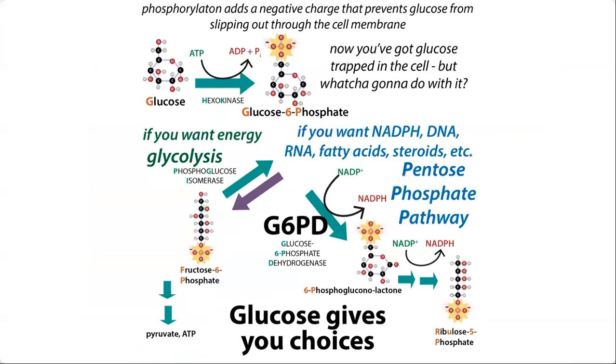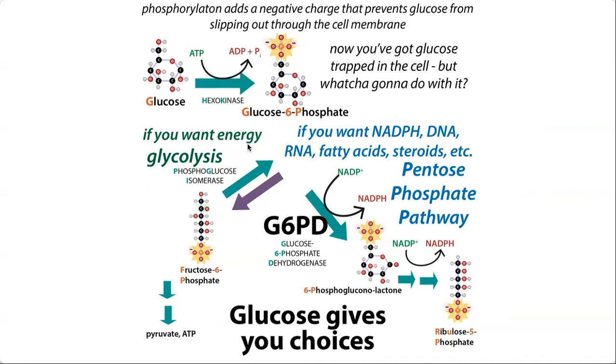So basically, glucose can go a lot of different directions once you trap it inside of the cells. One of the main other ways it could go, other than glycolysis, is called the pentose phosphate pathway. This is going to be used to make NADPH, DNA, RNA, fatty acids, steroids, etc. So there's all these sorts of other things we can do with glucose rather than just break it down for energy.